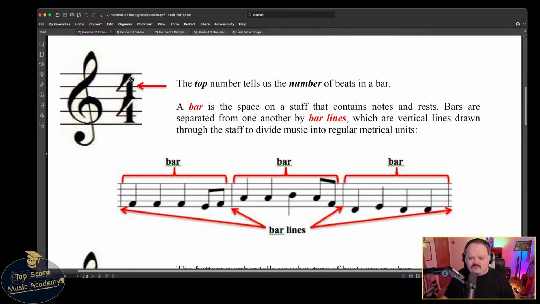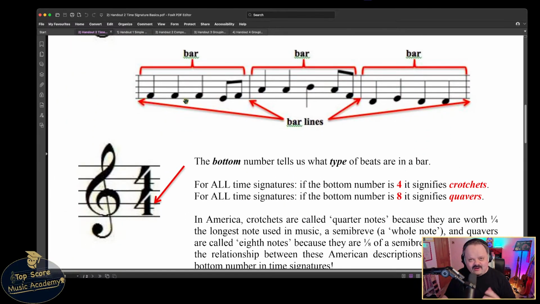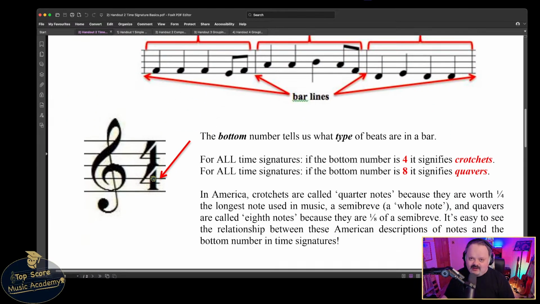So when you're talking about 4/4, you're talking about 4 beats within each of those bars. Now you don't know what type of beats yet, you just know there's 4 somethings in each bar. What are the somethings? That's what the bottom number tells you. So the bottom number tells us the type of beats that are in the bar. For all time signatures, if the bottom number is 4, it signifies crotchets.